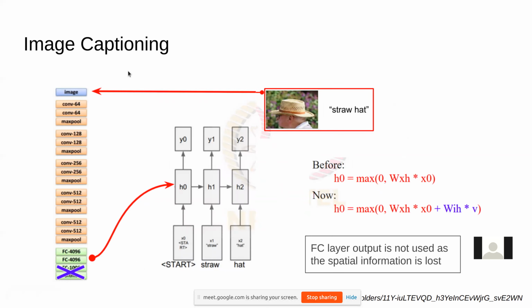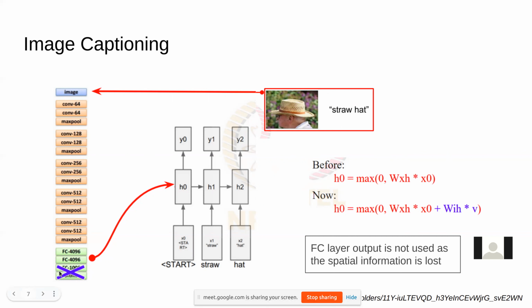Let's talk about image captioning now in detail. Image captioning is the task in which we have to summarize the image. So suppose here is an image in which a person is wearing a hat, right? And let's say the caption to be generated is a straw hat. So the task is to identify what is present in the image, and one such answer is straw hat. So we give this image as an input to the CNN network. Okay, we got the output.